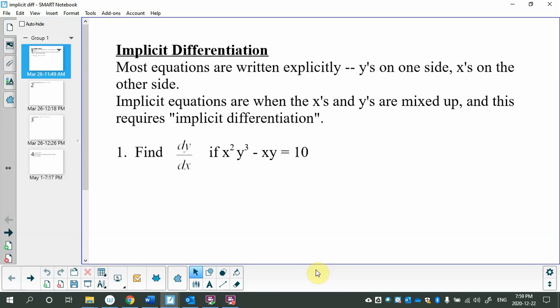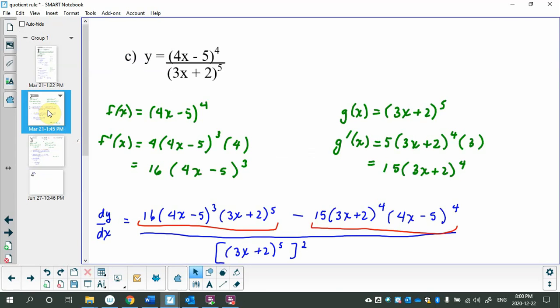Instead, every equation we've had up to this point is written explicitly, meaning that it's obvious. Y's are on one side, X's are on the other. Or if you've got, I don't know, P's and Q's, P's are on one side, Q's are on the other. So I have left out the quotient rule note just to show you what we're talking about. Let's see if I was smart and can actually view it. Yep. So here's an example.